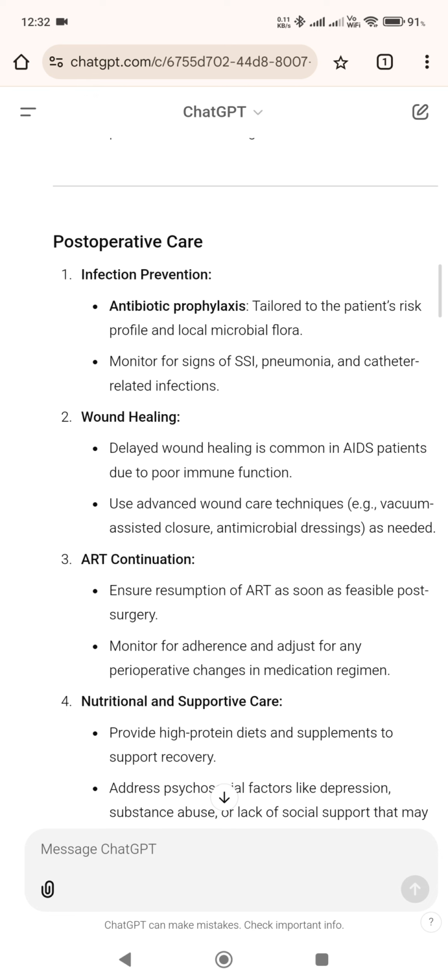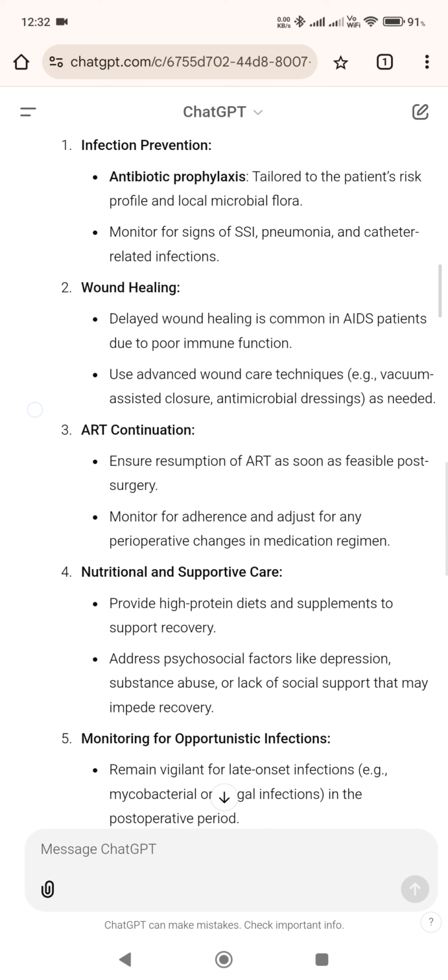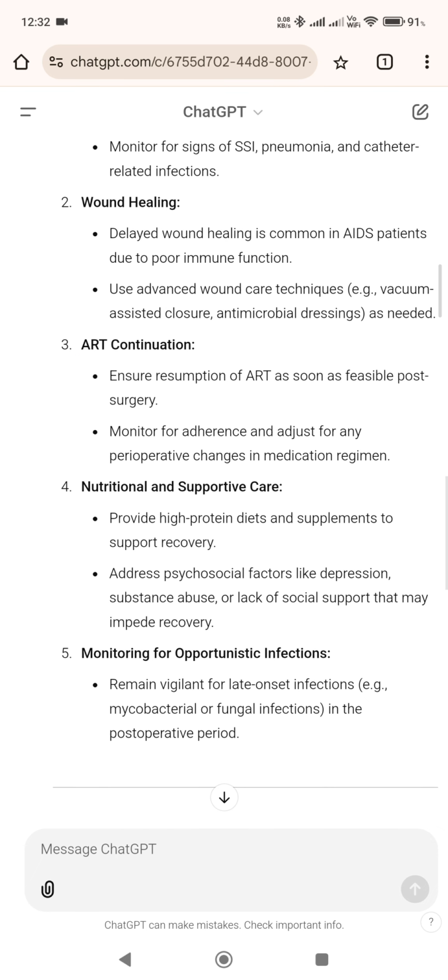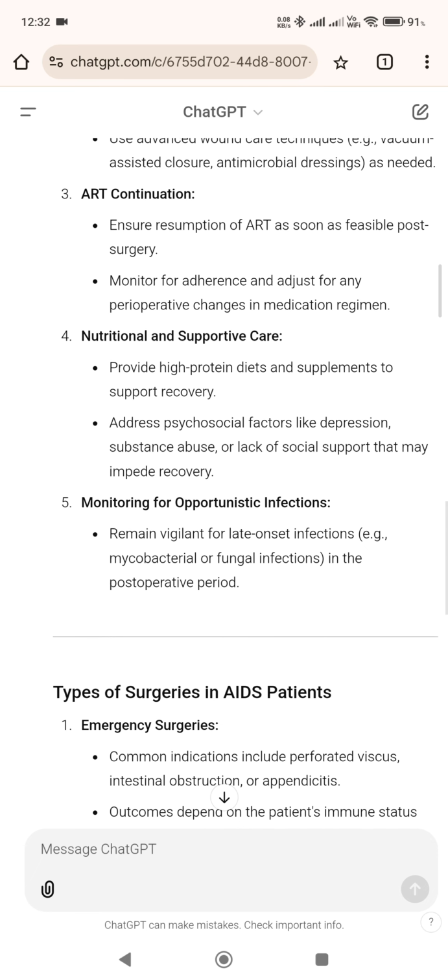2. Wound healing. Delayed wound healing is common in AIDS patients due to poor immune function. Use advanced wound care techniques, e.g., vacuum-assisted closure, antimicrobial dressings, as needed. 3. ART continuation. Ensure resumption of ART as soon as feasible post-surgery. Monitor for adherence and adjust for any perioperative changes in medication regimen.